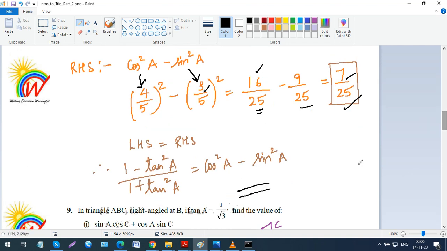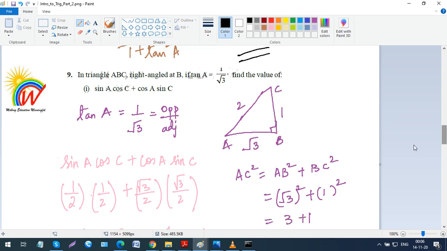Now come down to the next question, the ninth problem. They say in triangle ABC, right angled at B. So you have to draw a triangle in such a way that B is 90 degree.